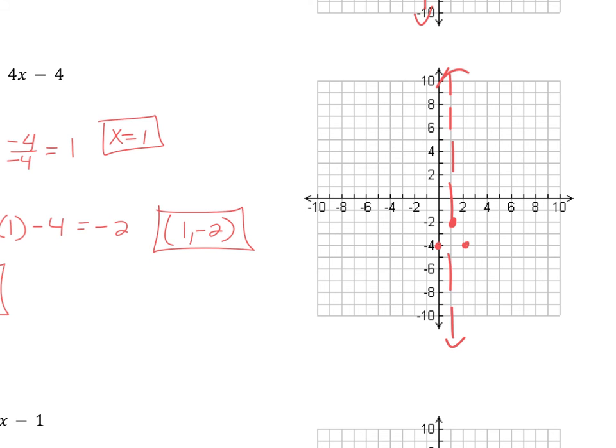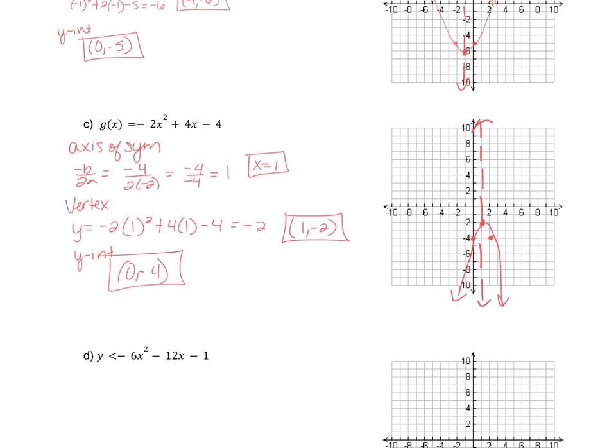Okay, so if you notice, this is a sad face, or a parabola that opens down, right? Which makes sense because remember I said at the very beginning of the video that if your a is negative, it's going to open down, and this a is negative, so therefore it opens down. So just something to be aware of.